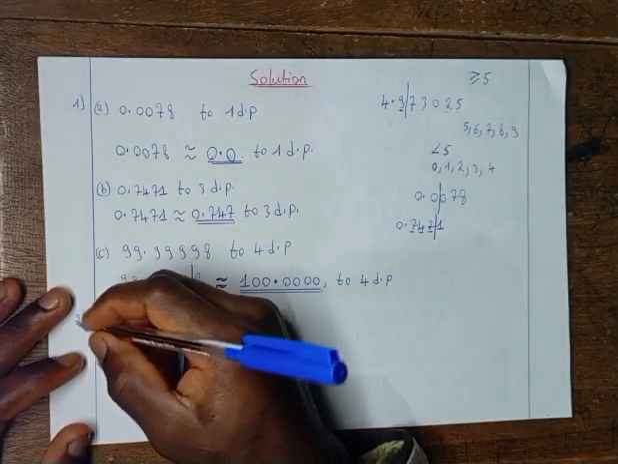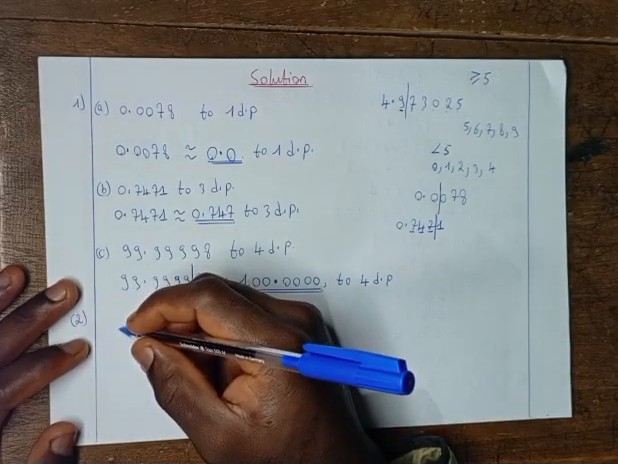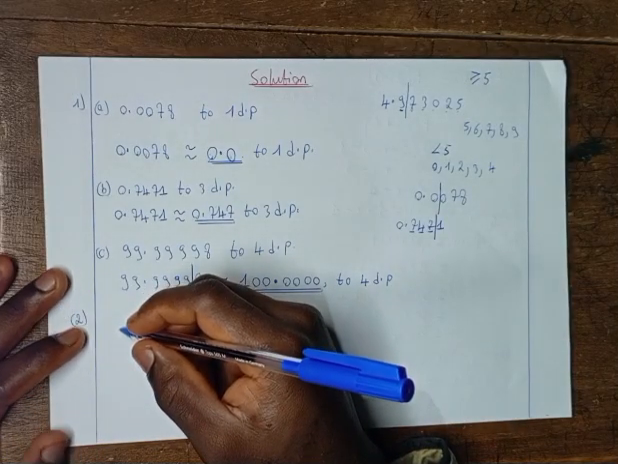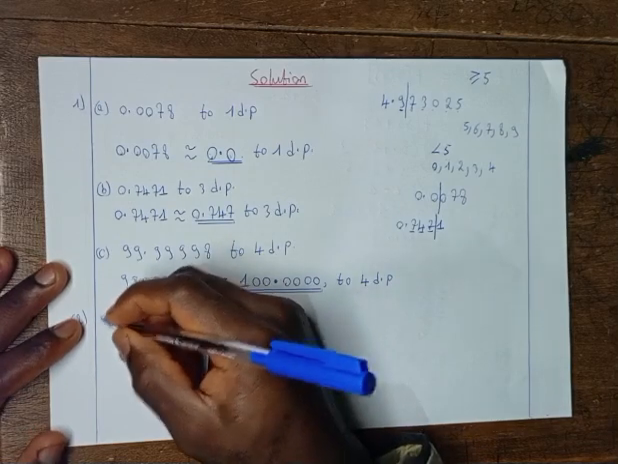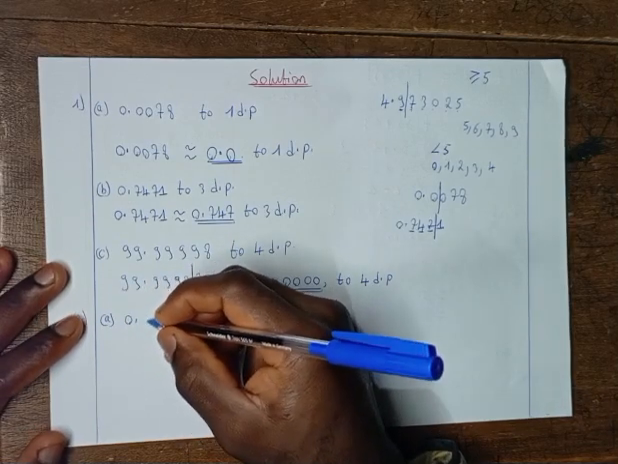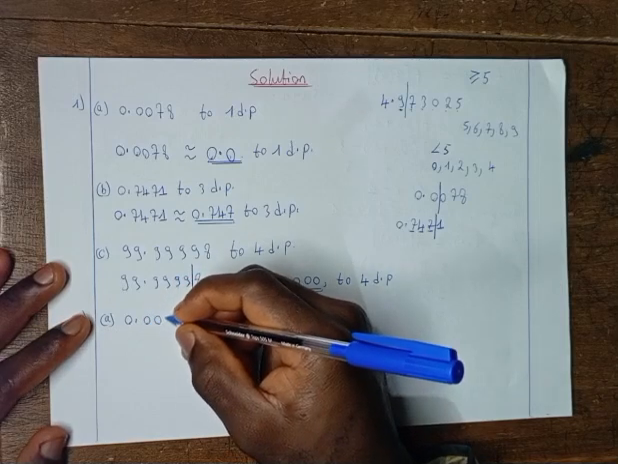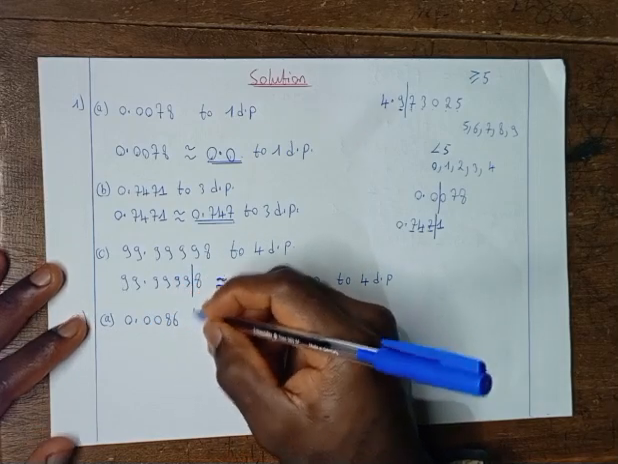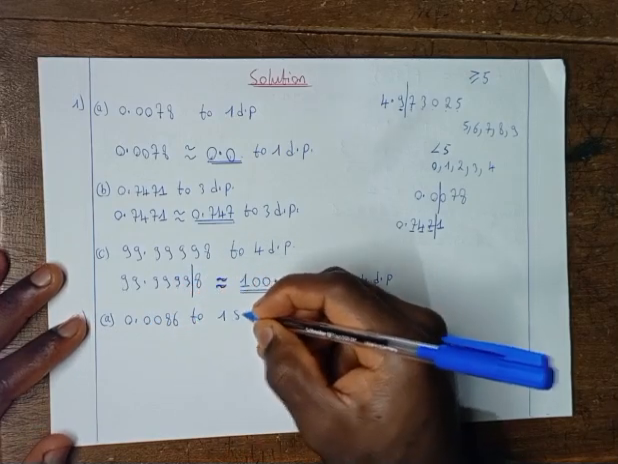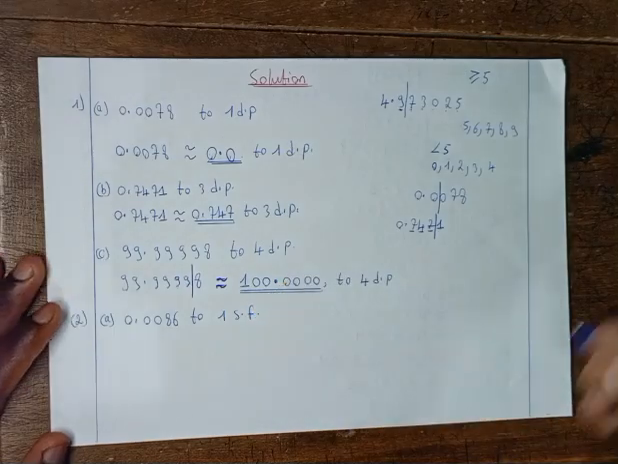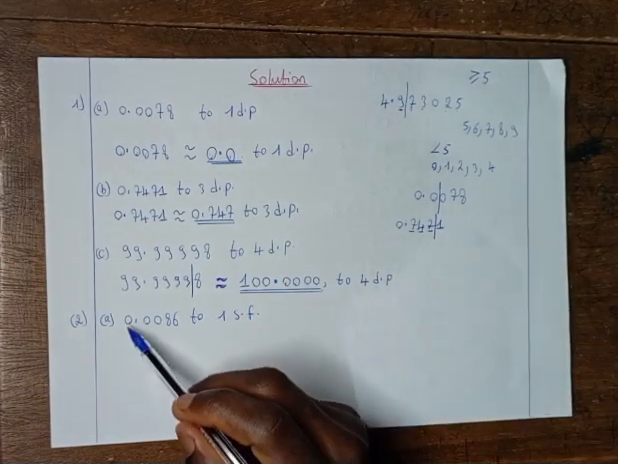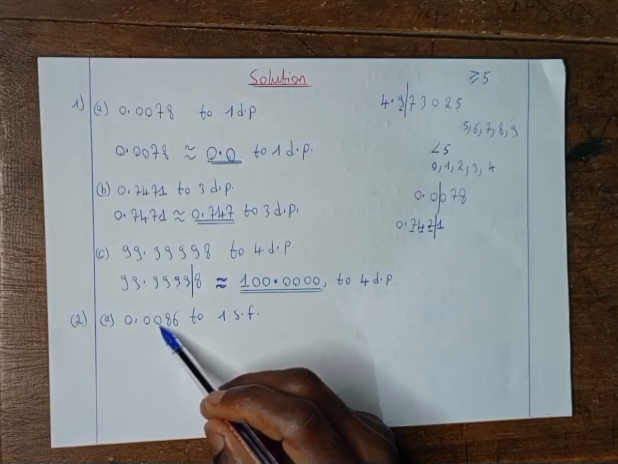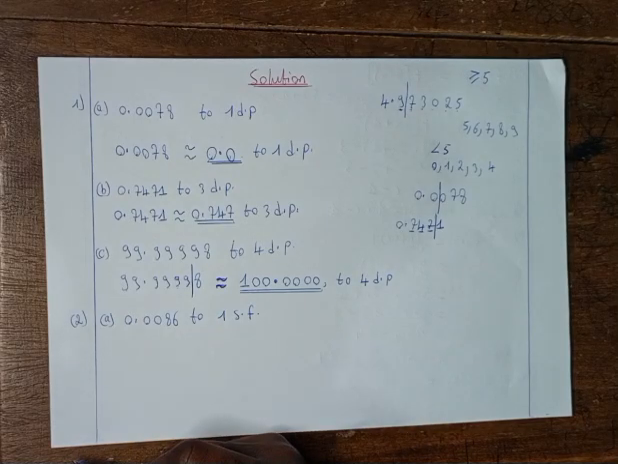Next, for question 2. Question 2 says write down the following numbers correct to the required number of significant figures (SF). Question A, we have 0.0086 to 1 SF. Let me explain something. When a number begins with zeros, as such, these zeros are not considered to be significant figures.